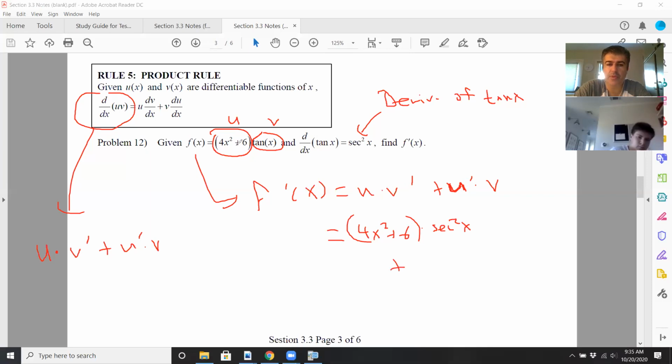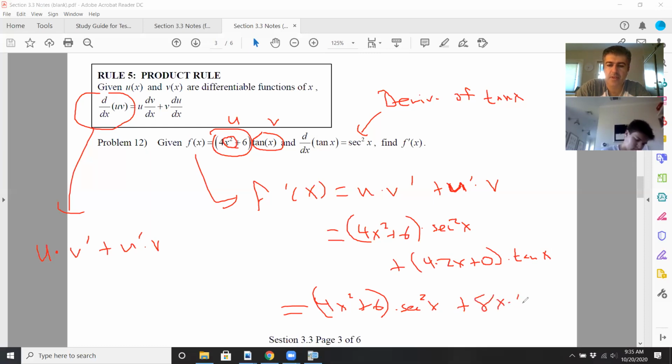Plus the derivative of u, which is going to be 4 times 2x plus 0. Because derivative of 4x squared, remember, you take the x squared bit, move the 2 to the front, drop the exponent by 1. Derivative of 6 is 0 as a constant, and then leave the v part intact, which is tan x. Clean it up just a tad. 4x squared plus 6 times secant squared x plus, that's going to be 8x times tan x. And there you go.